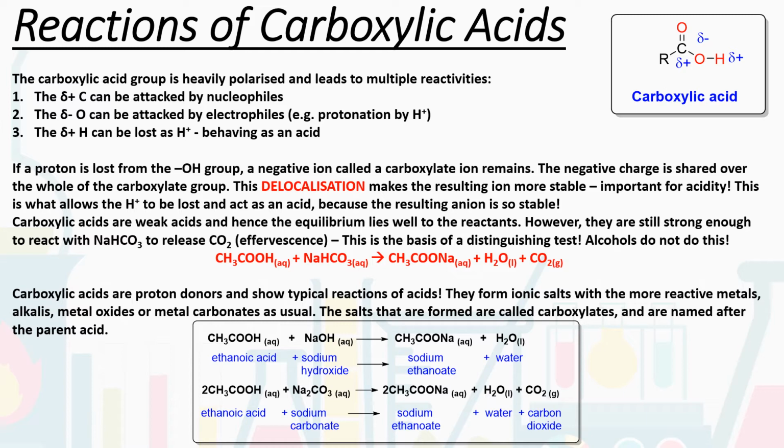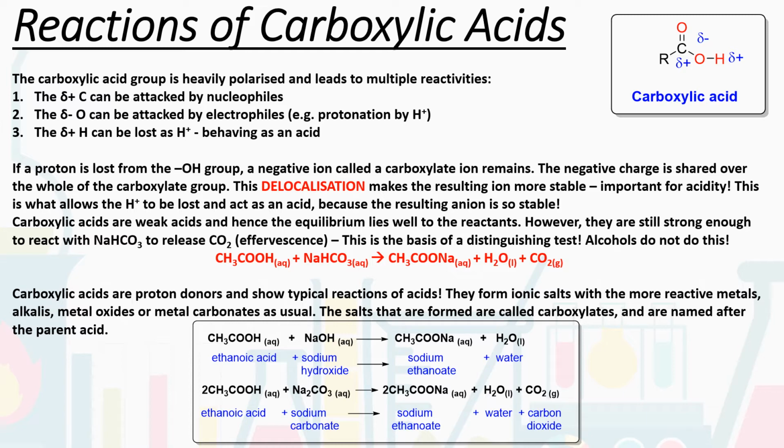Or the delta positive hydrogen on the OH group can be lost as an H+. In this case, it behaves as an acid. And we talked a couple of slides ago about why it's much more acidic than an alcohol, because of the stability of the resulting anion, the carboxylate anion.